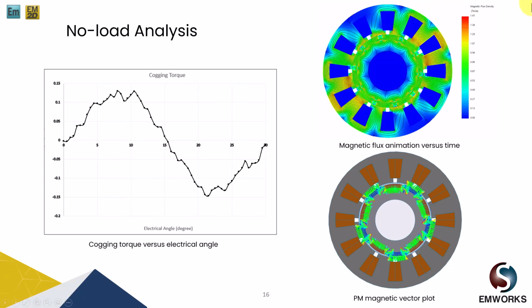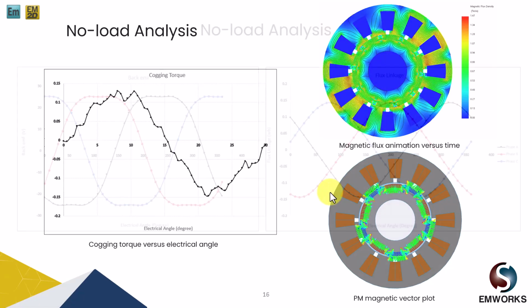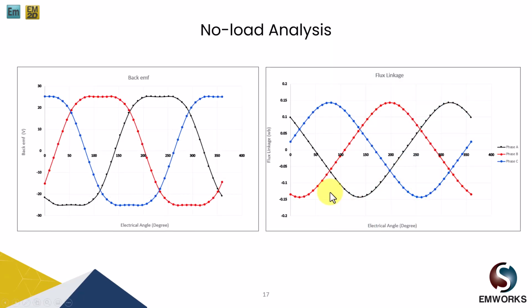And we can see here, due to this Halbach arrangement, we have a flux passing between the poles, but although the ratio of the radial magnet arrangement was very high, we still have flux mainly flowing due to the radial magnet. Similarly, we can see its magnetic vector plot using the EMWorks 2D software and understand the magnetic flux path. Next, we obtained its back EMF and flux linkage.